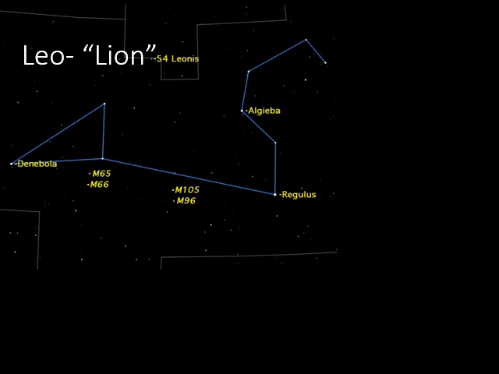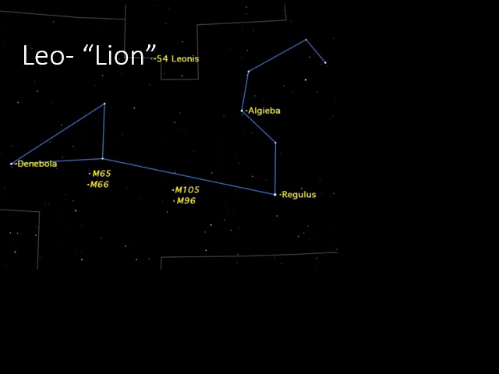Now there's some pretty interesting stars and objects in Leo, which we'll talk about in more detail. There's a star called Algeba. It's this star right here. And then Regulus is the brightest of all of the stars in Leo, and that one's probably the easiest one to find. It'll be the dot at the bottom of your question mark.